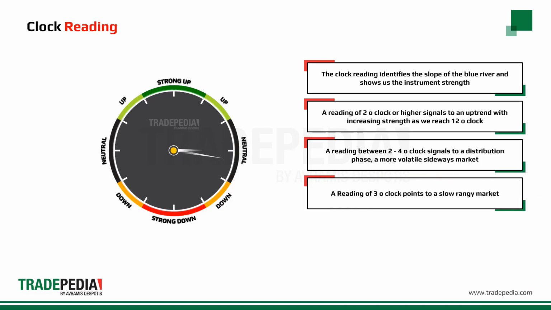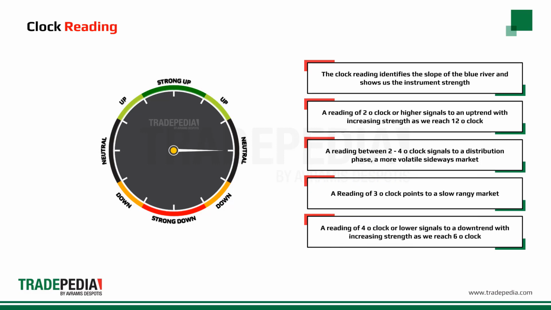A reading of 3 o'clock points to a slow, rangy market. A reading of 4 o'clock or lower signals a downtrend with increasing strength as we reach 6 o'clock. In general, the clock reading identifies when a trend is strengthening or weakening.